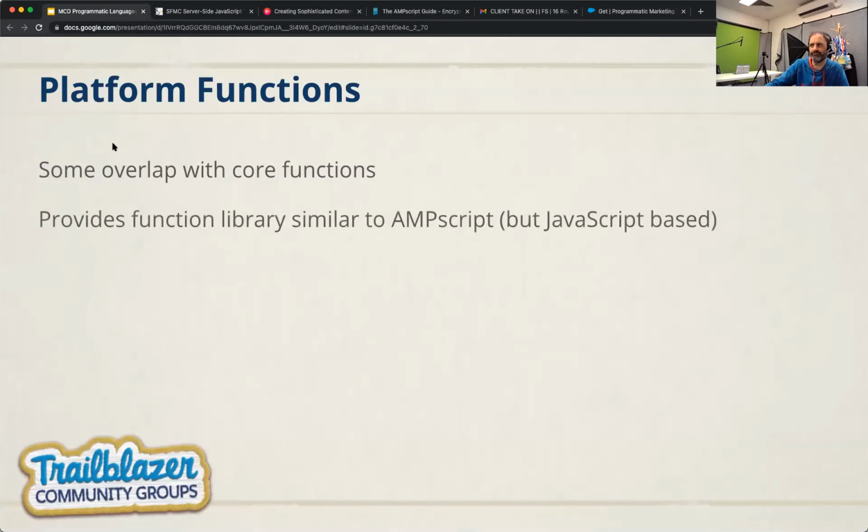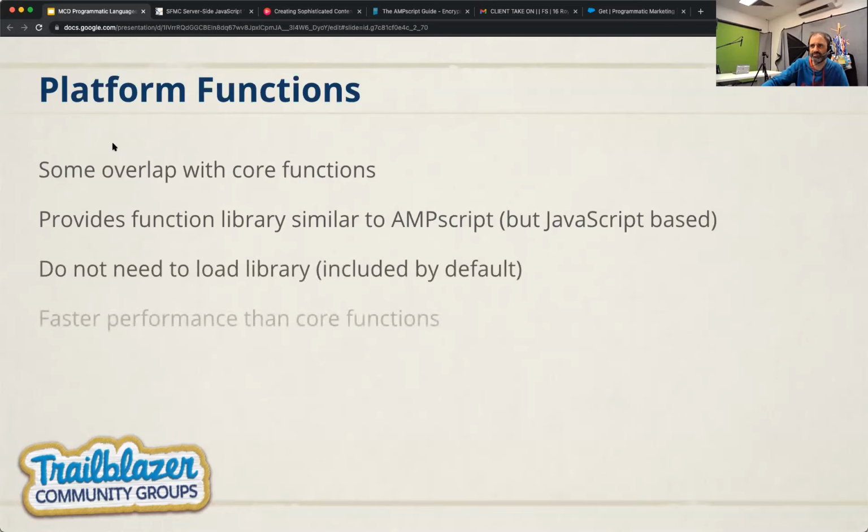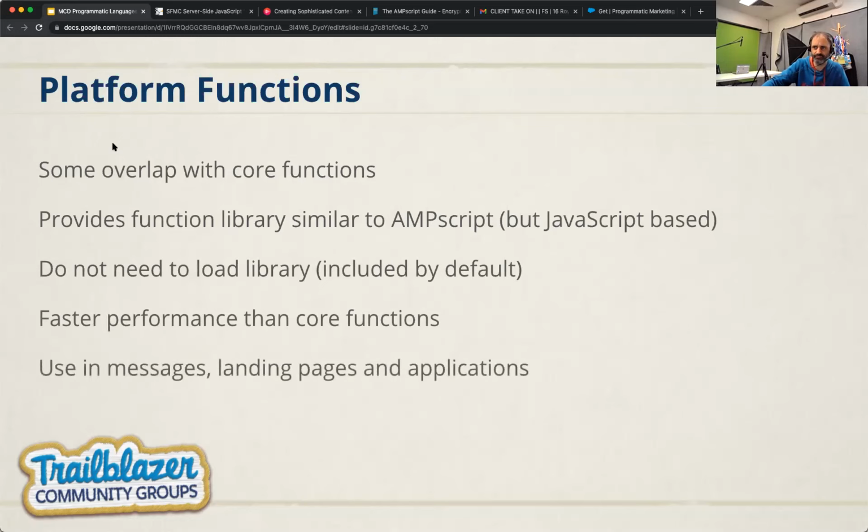It really is very similar to AMPscript. So if you're familiar with how to use these functions in AMPscript, you just need to adopt that same philosophy to JavaScript, but obviously it follows the JavaScript syntax. As I said before, you don't need to load a library. They're much faster than core functions. And if you have a choice, you probably want to use platform functions for that reason. You use platform functions in messages, landing pages and applications, whereas core functions you shouldn't use in messages.